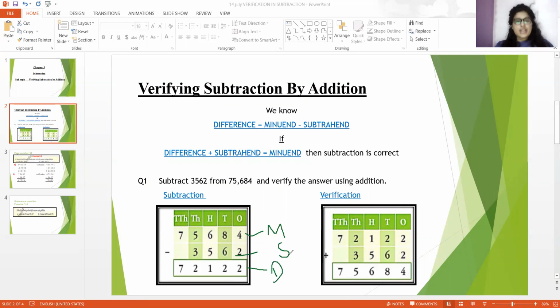So how do we find the difference? When we subtract the subtrahend from the minuend, we get the difference. So if we add the last two numbers, the subtrahend and the difference, then we get the minuend. In this way we can verify whether the subtraction is correct or not. Let's take one example and see how we can do this.